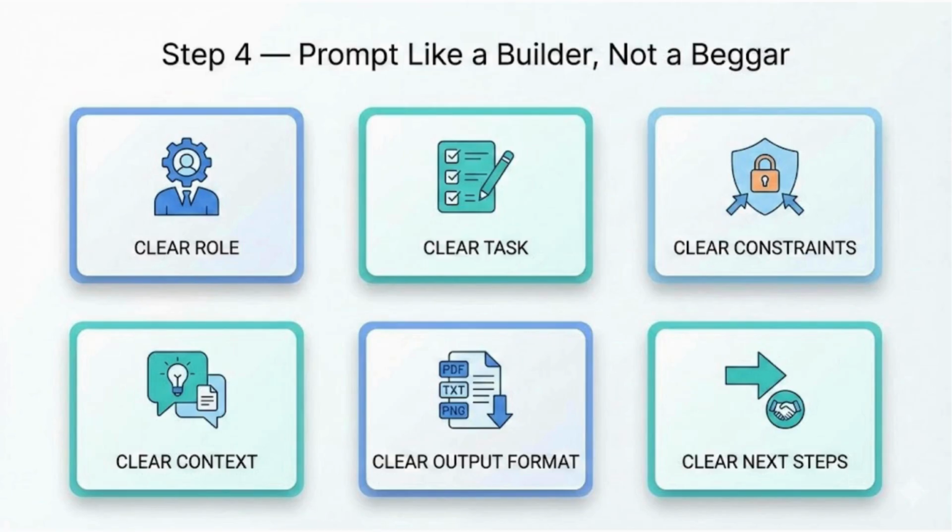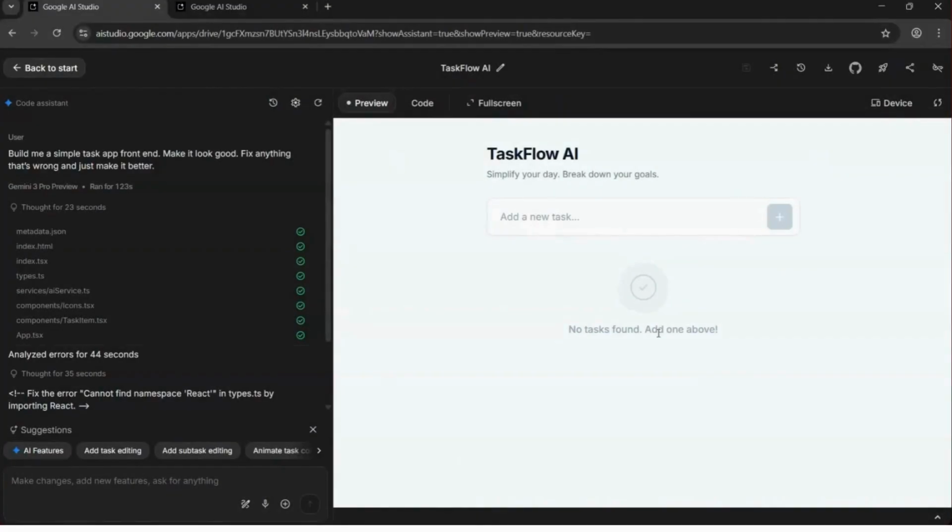So remember, don't beg the AI to build your app. Command it like a builder. You're the architect. The AI just follows your blueprint. Now I will demonstrate the difference between a vague prompt and a very well-structured prompt. For this, I will be using Google AI Studio and Gemini 3 Pro.